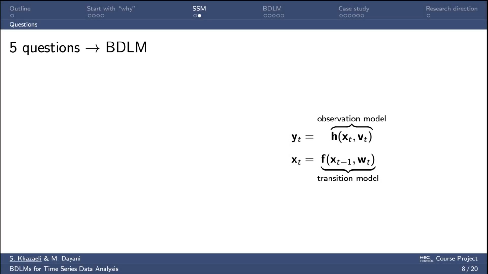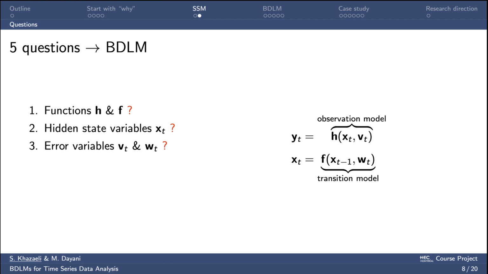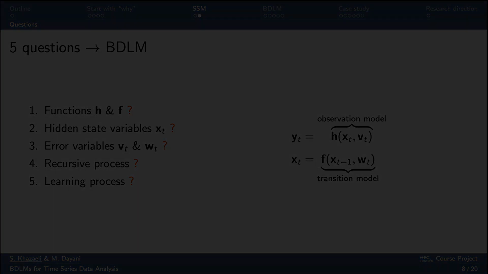Now we have the model and the framework to work with. We can ask another 5 questions, and answering these questions will lead us to the Bayesian dynamic model, or BDLM. And these questions are: what are the functions h and f? What are the hidden state variables and how can we define them? What are the error variables v and w? What is the algorithm we can use to carry out the recursive process? And finally, what is the learning process about? Now let's answer these questions one by one.